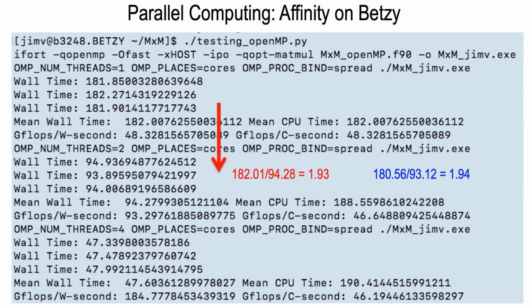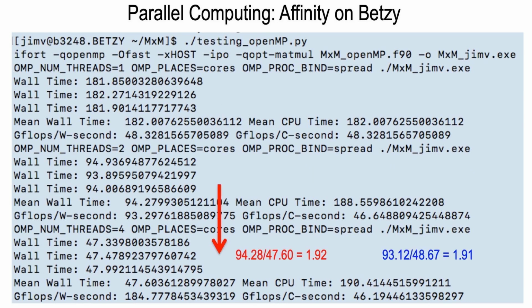In this test, transitioning from 1 to 2 threads, we achieve a speedup of approximately 1.93 with OpenMP affinity. Without affinity, the speedup was about 1.94. When transitioning from 2 to 4 threads, we observe a speedup of around 1.92 with OpenMP affinity. In comparison, without affinity, the speedup was about 1.91. The results for the other thread numbers are not presented here, but they will be incorporated into the figure generated with matplotlib.